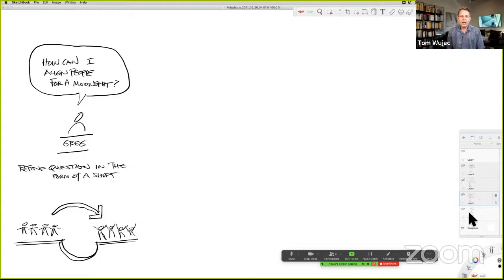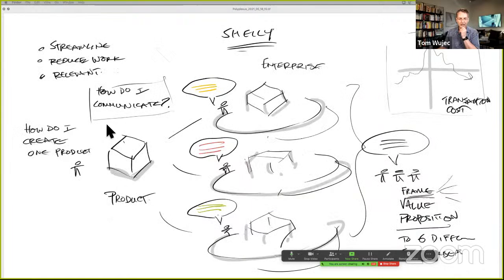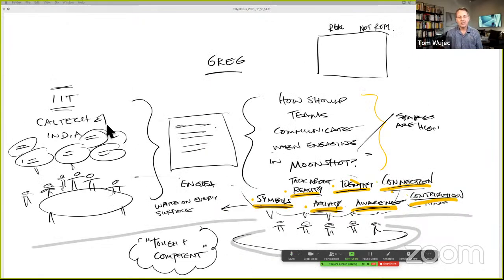So Greg, you asked the question, how can I align people for a moonshot? And you described, and I did some illustrations of what that might look like. So I think my illustration here, which I'll post, includes the following.